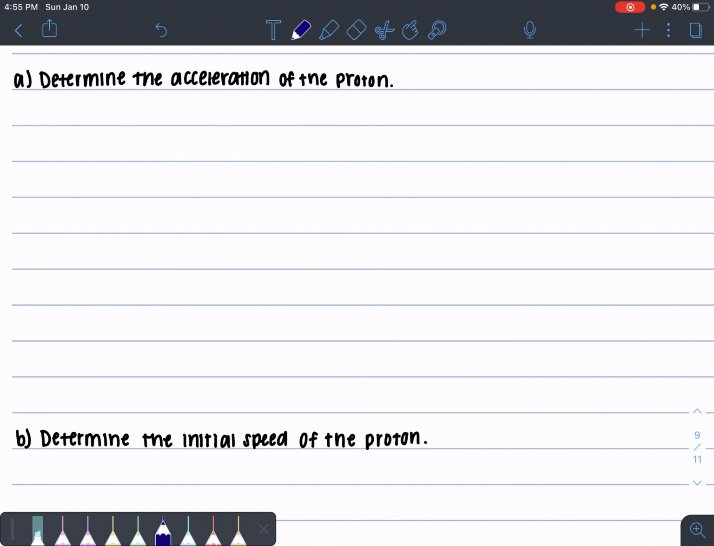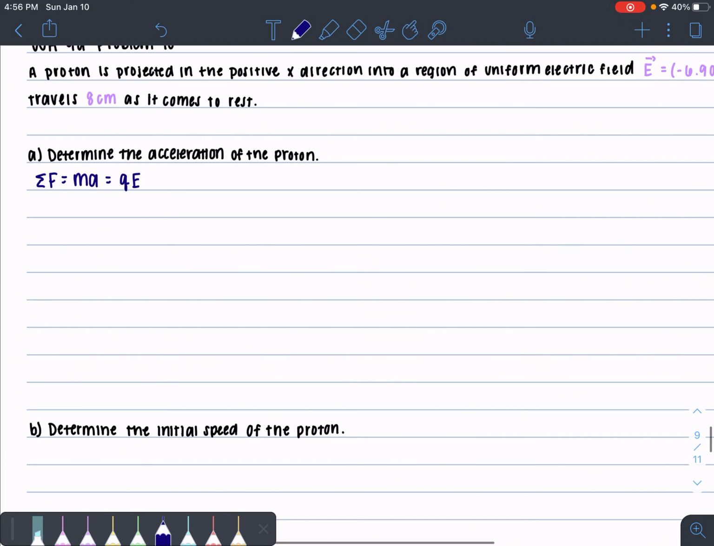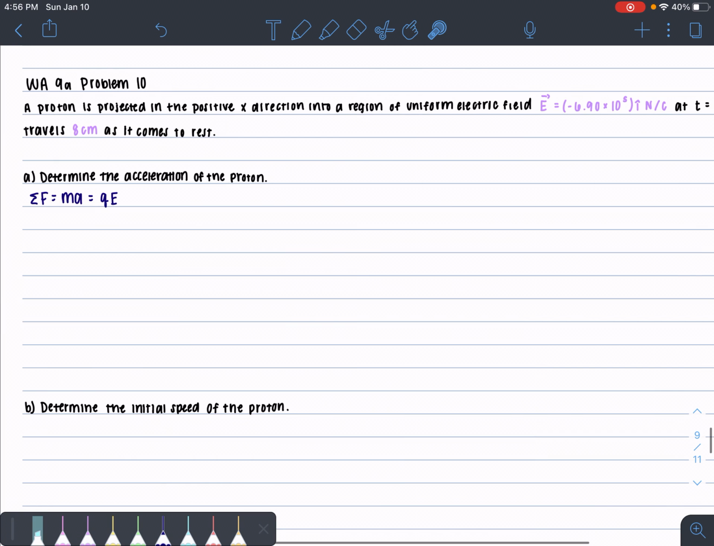So we know that the net force is equal to ma, and from this unit we also know that the net force is equal to Q times E. So we know that it's a proton, so we have the mass and the charge, and it gives us the electric field right here. So all we need to find is the acceleration, which is what it asks for.